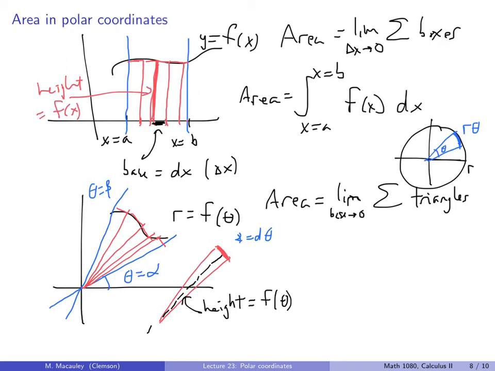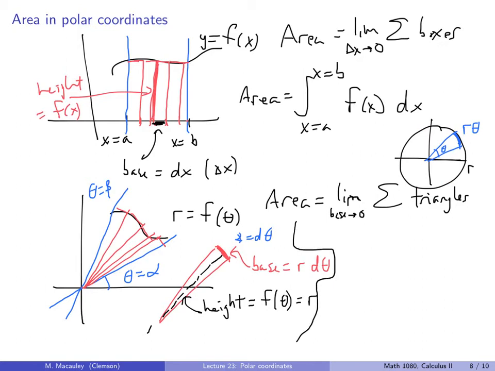So in other words, this base is r, the radius, times d theta. And the height is f of theta, which is just r. Remember, r equals f of theta. Okay, so to summarize, again, I'm trying to figure out how to best organize this.